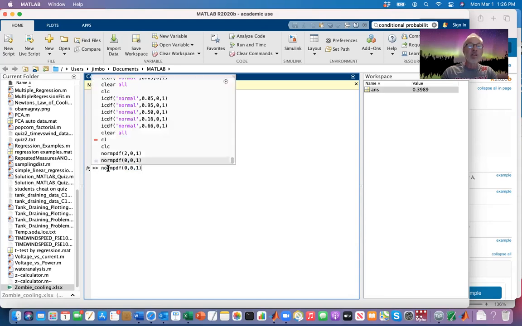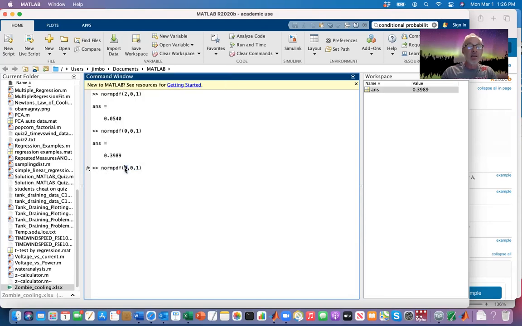The probability of getting, let's say, negative 2, we know it's about 0.05, so it should be about the same, right? Because of the symmetry, it's exactly the same, right? It's symmetric. Okay, all right, so that's normpdf. It'll give you exactly the value of the probability density function.